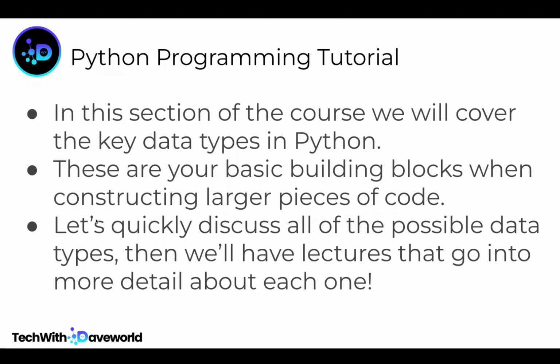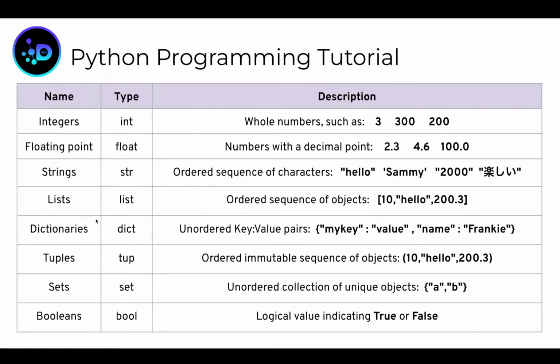All right. So these are the basic data types we're going to be covering, which are integers, floating point, strings, lists, dictionaries, tuples, sets, and booleans, right? So basically, this is the overview of the data types we're going to cover, and we are going to go into each of these data types, explaining each and every one of them, and also we're going to do code examples, all right?